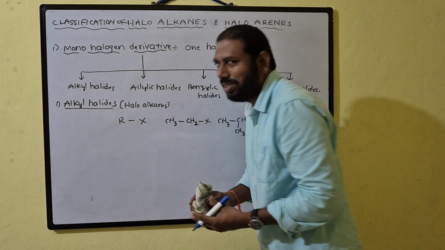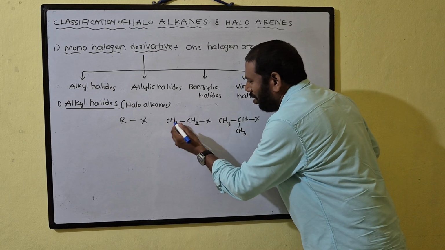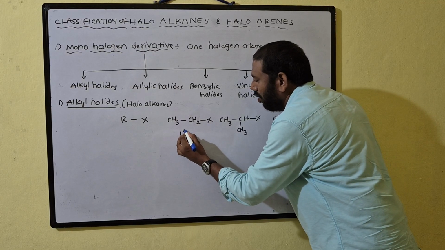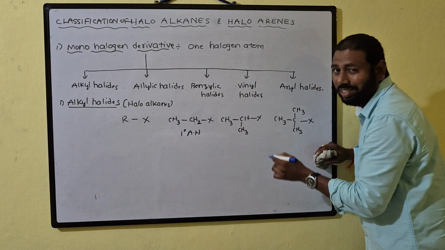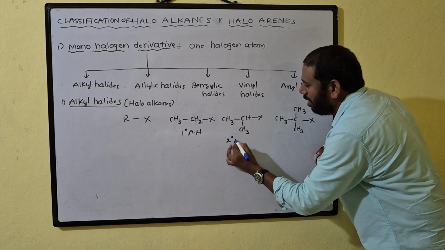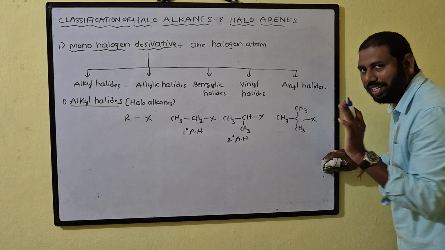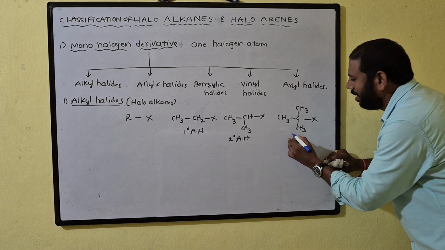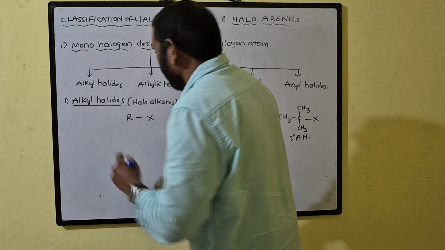Again, these alkyl halides are classified into 1 degree, 2 degree, 3 degree alkyl halides. For example, this carbon is attached to only one carbon, so it is a 1 degree carbon. Halogen directly attached to a 1 degree carbon is a 1 degree alkyl halide. In this one the carbon is directly attached to two carbons, so it is a 2 degree carbon, and halogen attached to it gives a 2 degree alkyl halide. Next, this carbon is directly attached to 3 carbons, so it is a 3 degree carbon, and halogen attached to it gives a 3 degree alkyl halide. So in this way you can explain.